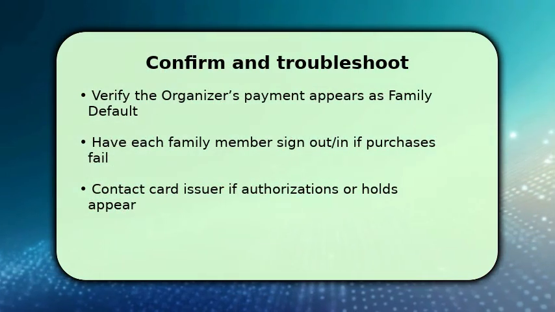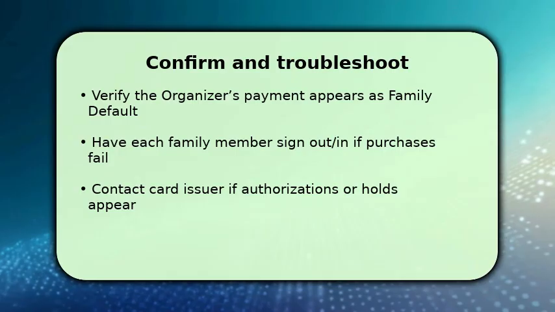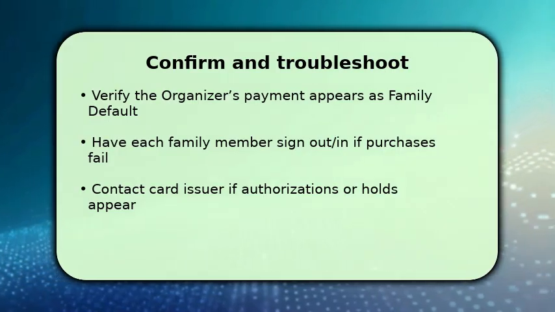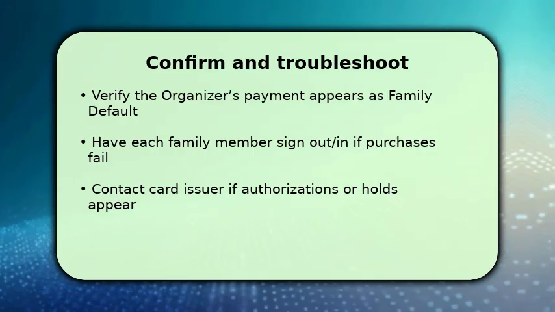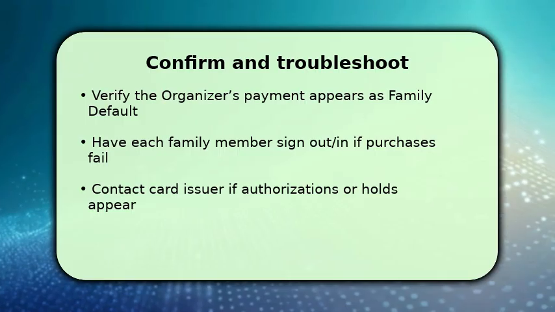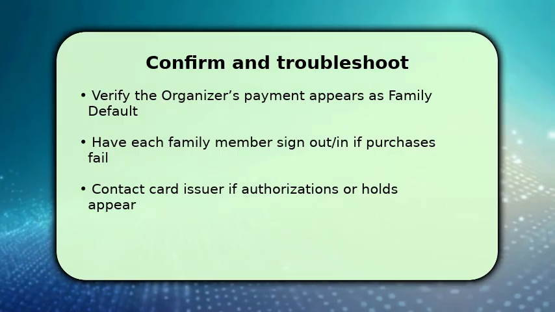Finish by confirming the organizer's payment shows as the family default in Purchase Sharing and that recent subscriptions bill to it. Once done, ask family members to sign out and back into their Apple ID if purchases continue to fail. This forces an update to purchase settings.